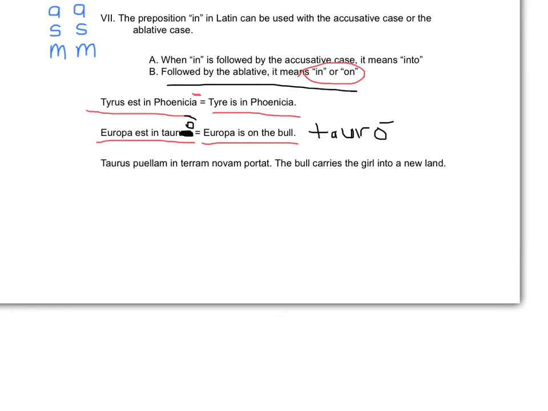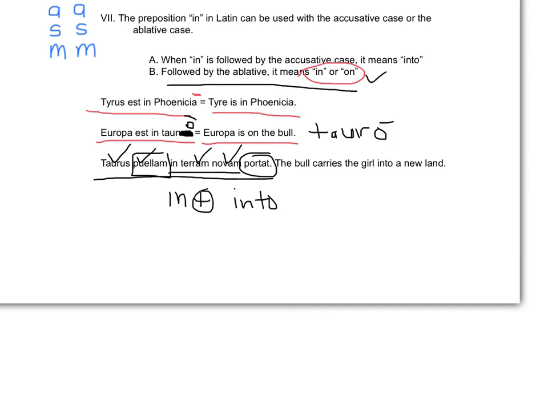And then finally you have Taurus puellam in terram novam portat. This says the bull carries the girl into a strange land. The bull, Taurus, carries, main verb, the girl, direct object, into a new land. In plus the accusative, terram novam, it translates in English as into, rather than in or on, which is for the ablative.